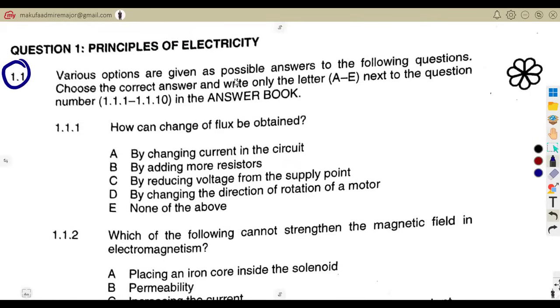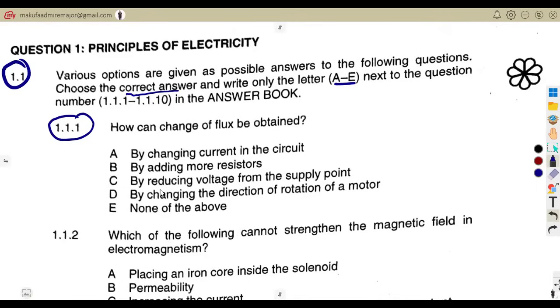Various options are given as possible answers to the following questions. Choose the correct answer and write only the letter A to E next to the question number. On the first part, 1.11: how can change of flux be obtained? Is it by changing current in the circuit, by adding more resistors, by reducing voltage from the supply, or by changing the direction of the rotation of the motor?